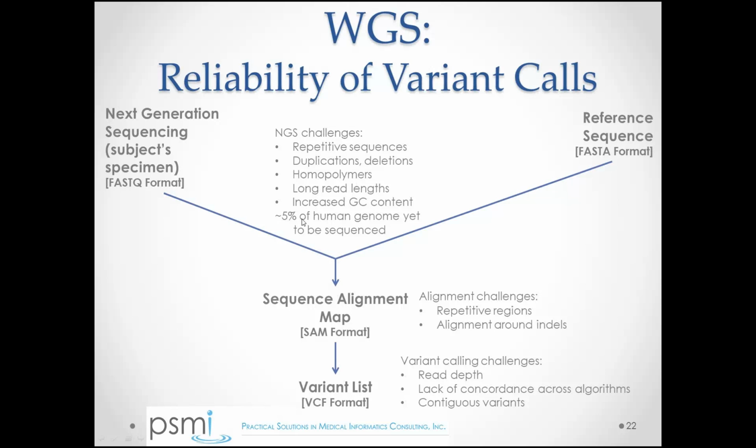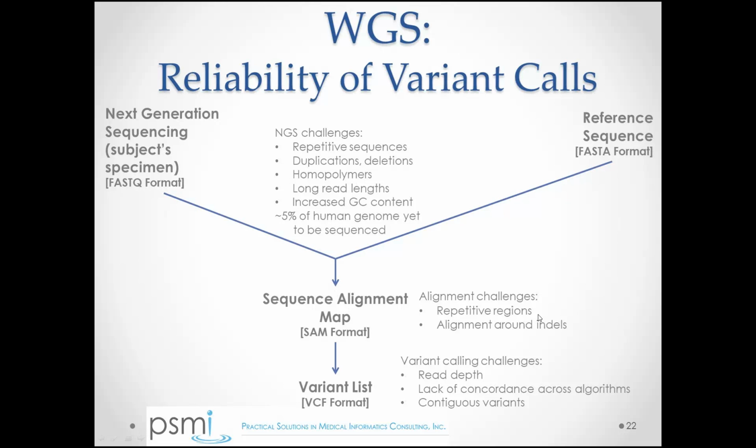5% of it remains to be sequenced. When you then take the subject's FASTQ file and try to align it to the reference sequence, additional challenges arise. Repetitive regions, you may recall that roughly 50% of our DNA is repetitive regions. And so imagine if you have a small read of 100 bases and you now want to figure out where that particular read maps to the reference.